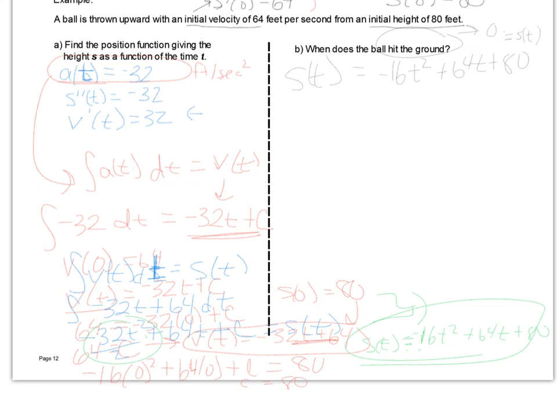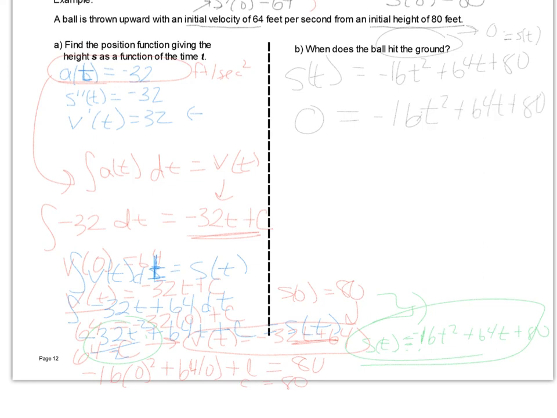Okay, so 0 is equal to S of t. When does that hit the ground? Solve it. That's a quadratic equation. Wow, that doesn't look like a t at all. Let me try that one more time. Okay, negative 16t squared plus 64t plus 80.